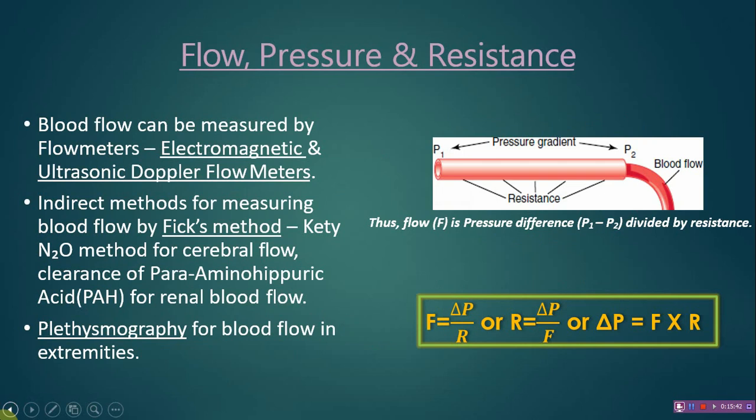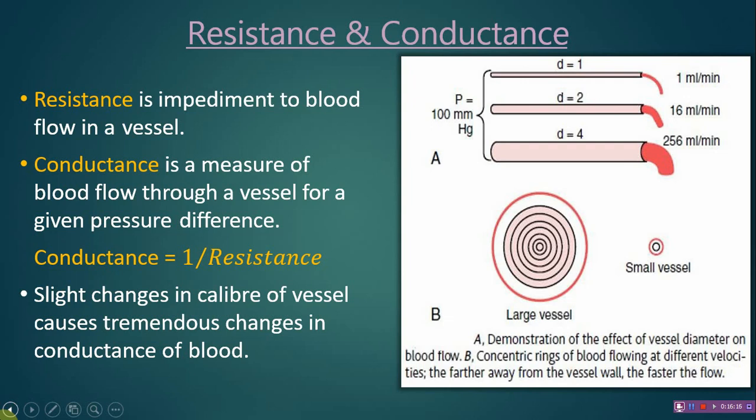Blood flow can be measured by flow meters, which are electromagnetic or ultrasonic Doppler flow meters. Indirect methods are also used, like the Fick method, the nitrous oxide method for cerebral flow, clearance of para-aminohippuric acid, PAH, for renal blood flow, and also plethysmography for blood flow for extremities.